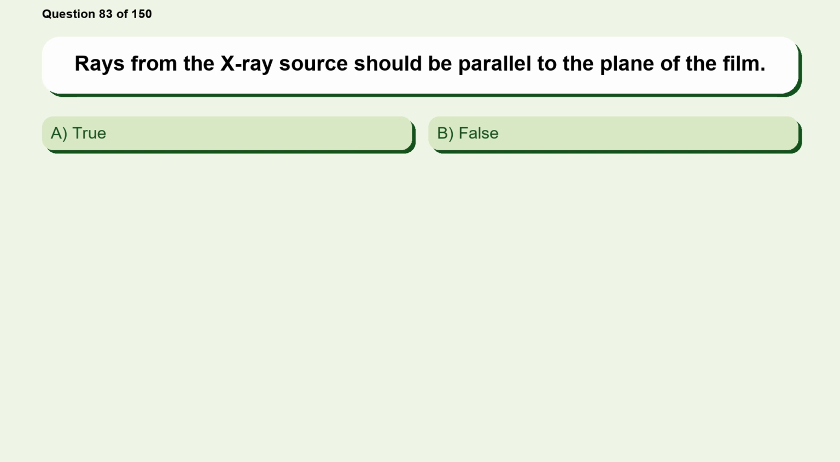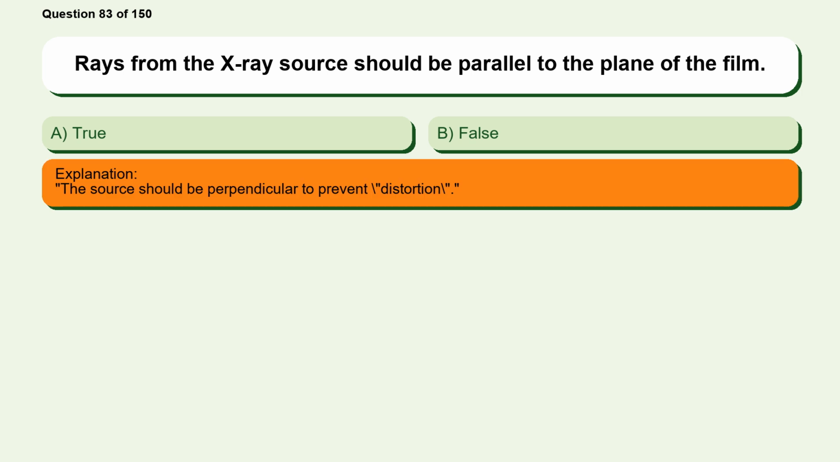Question 83. Rays from the X-ray source should be parallel to the plane of the film. Option A, true. Option B, false. The correct answer is option false. The source should be perpendicular to prevent distortion.